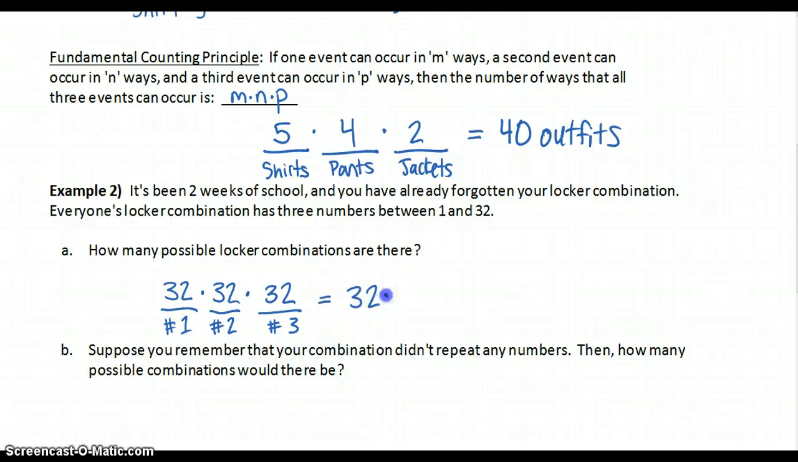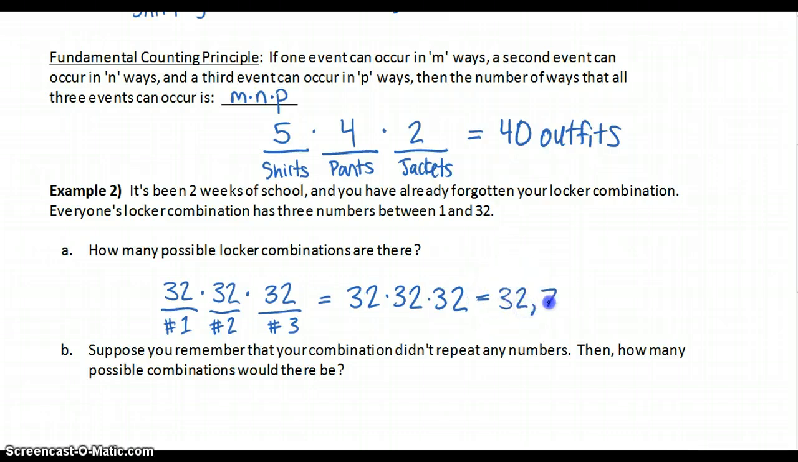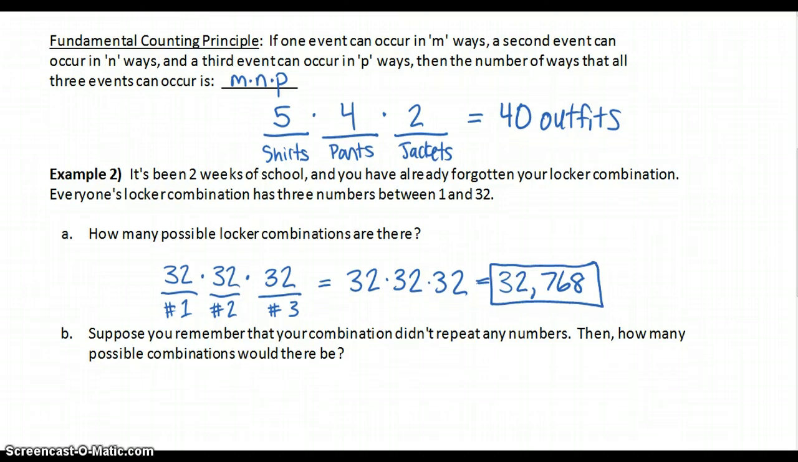We end up getting 32 times 32 times 32, which is going to equal 32,768, I believe. So that's 32,768 different locker combinations. Yeah, I don't think you're going to have much luck figuring out what it is.